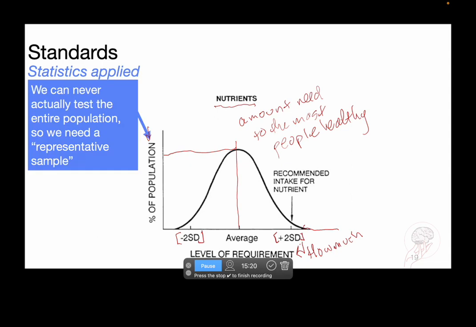The problem is we can never actually test the entire population, so we need to test a representative sample. A representative sample needs to, like it sounds, represent the population. So it should have the same demographics as the entire population. Unfortunately, not a lot of our RDAs and other standards were tested with a representative population.